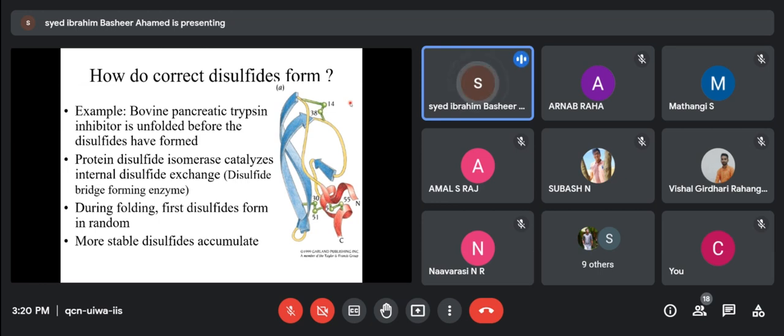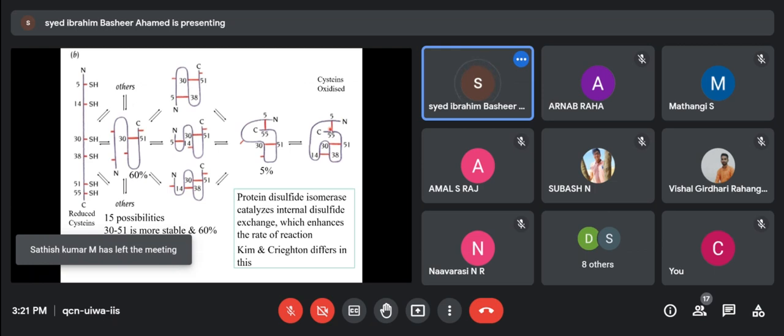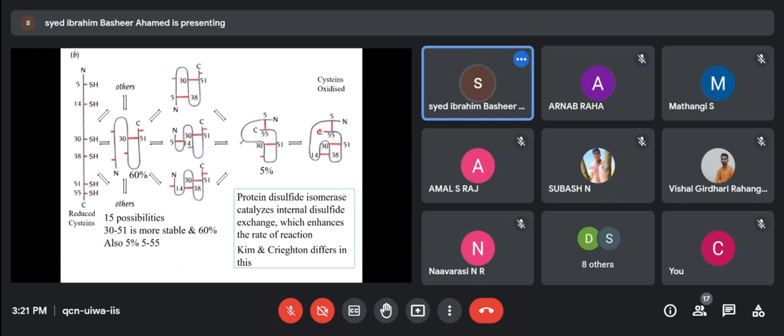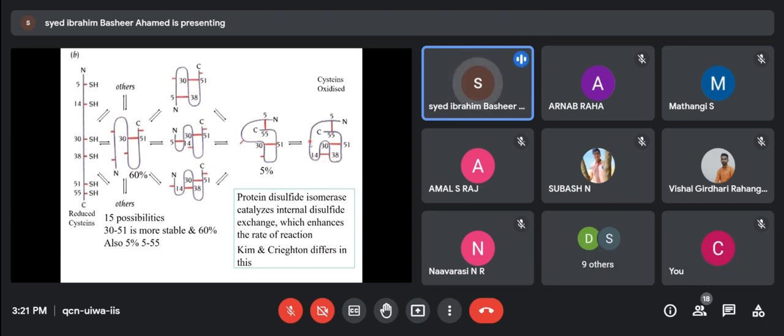Okay, so here again there are several proposals. You can see this is a polypeptide which has 55 residues. This is bovine trypsin inhibitor. So you have six cysteine residues. So there are three disulfide bridges in the native conformation. Okay, so 5, 14, 30, 38, 51, 55. Here you can see 5 and 55. Okay, 30 and 51, 14 and 38. So this is the native conformation.